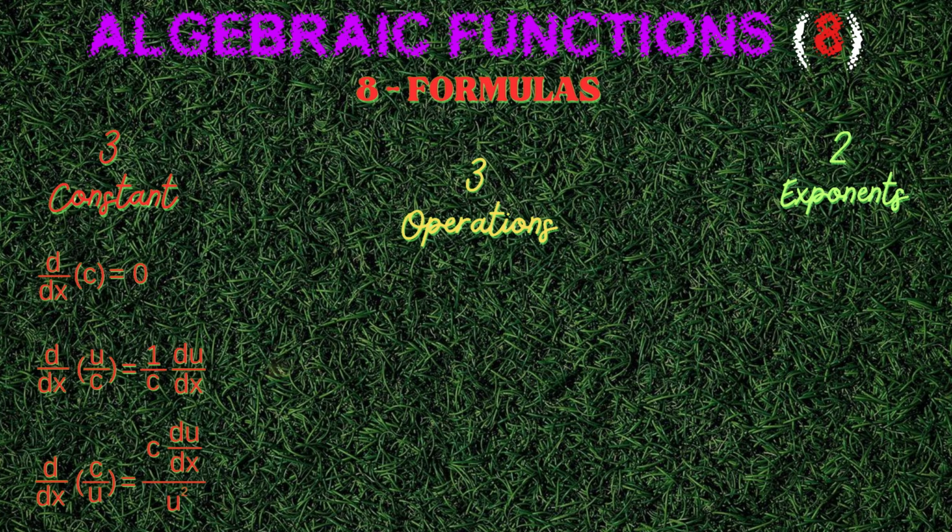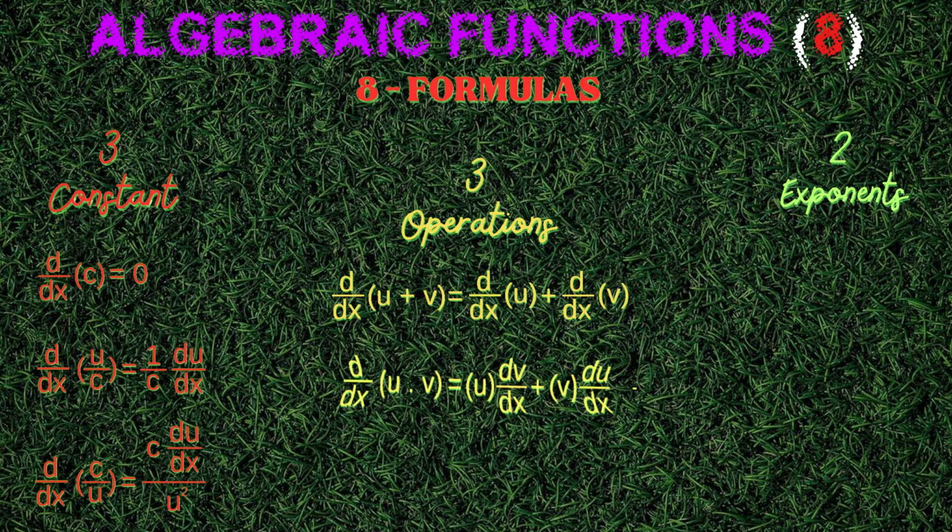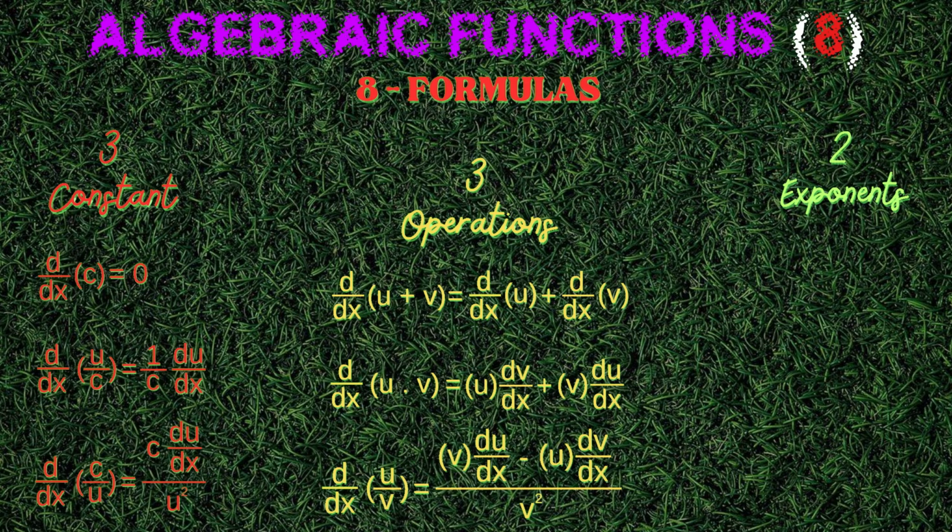Sa operations, we have addition, multiplication, and division of functions u and v. First, derivative of u plus v. So, d over dx of u plus v equivalent to derivative ng u plus derivative ng v. So, du plus dv. Second, derivative of u times v. So, d over dx ng u and v equals to u dv plus v du. And lastly, derivative ng u divided by v. So, d over dx of u over v is equivalent to v du minus u dv over v squared.